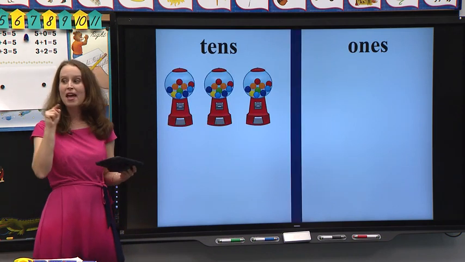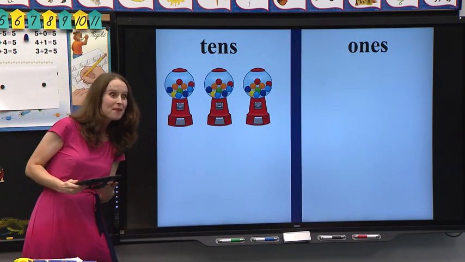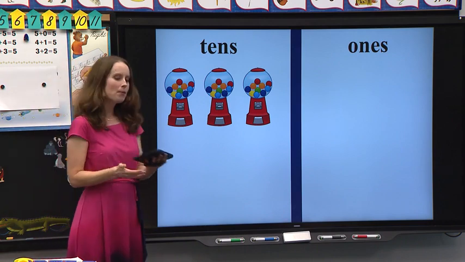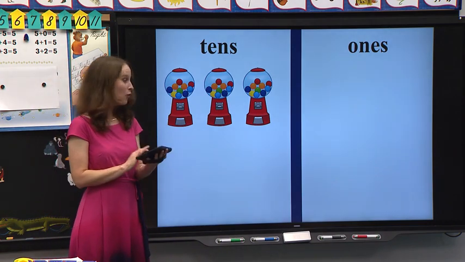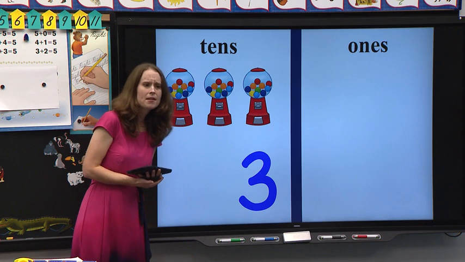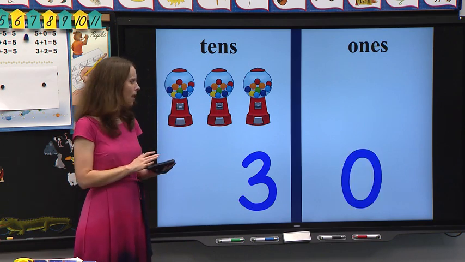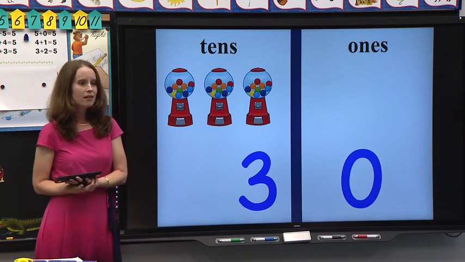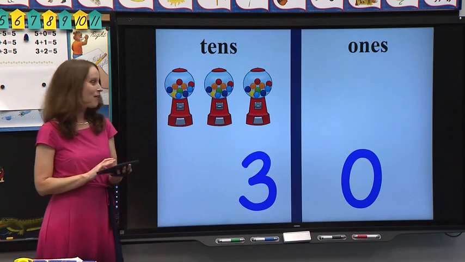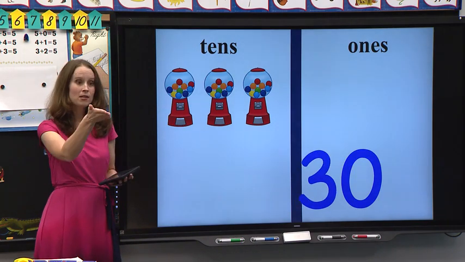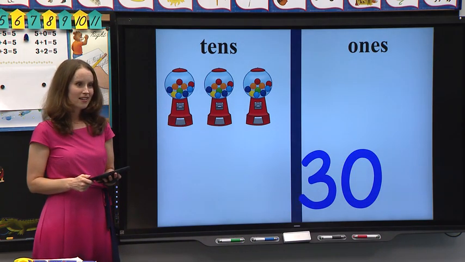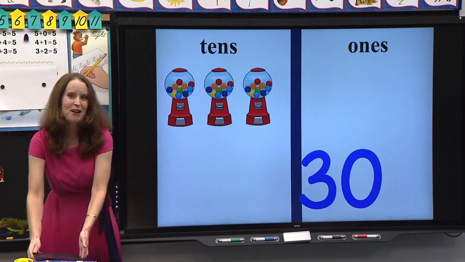Let's prove it now. So let's have Benjamin. Benjamin, how many bubblegum machines? 3. There are 3 bubblegum machines. How many bubblegum balls by themselves? 0. 0. And tell me what I do next, Benjamin. Don't mix them together. We'll keep our 10s with 10s and 1s with 1s. And what's our number? 30. 30 is correct. Good job, Benjamin.